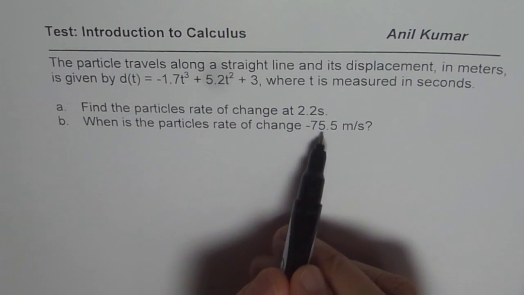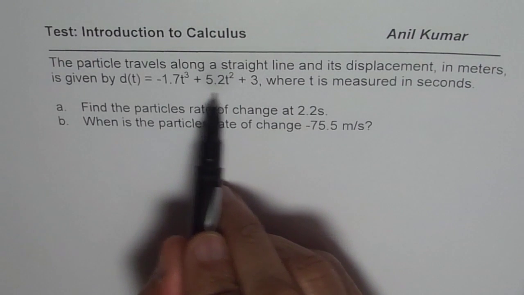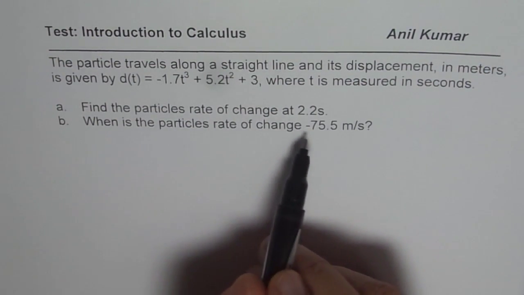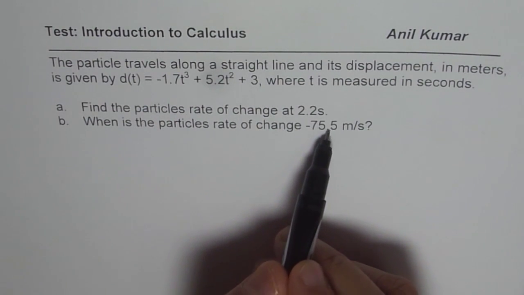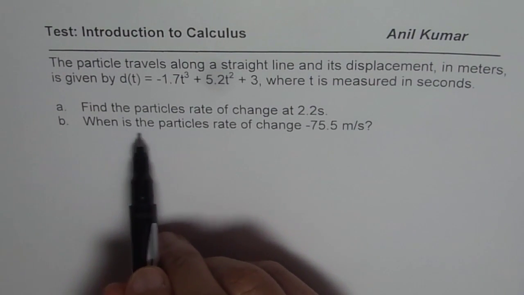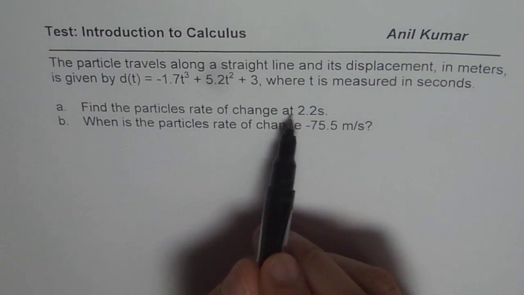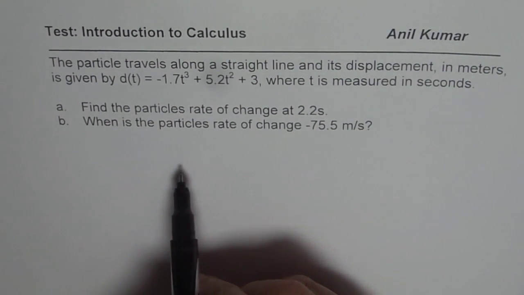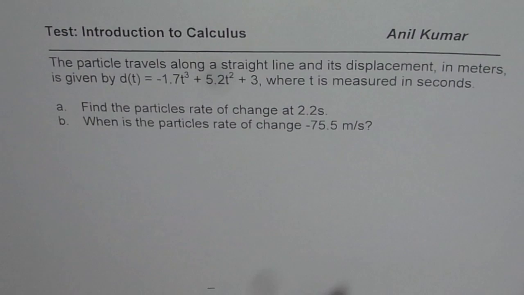To do the second part, we should solve this equation in a very general form, equating it to minus 75.5 and then finding the time. Therefore, my suggestion is we should do part B first. Once we get a general form, we can always substitute 2.2 and get the answer for part A also, right? I hope you understand and appreciate what I'm trying to say here.